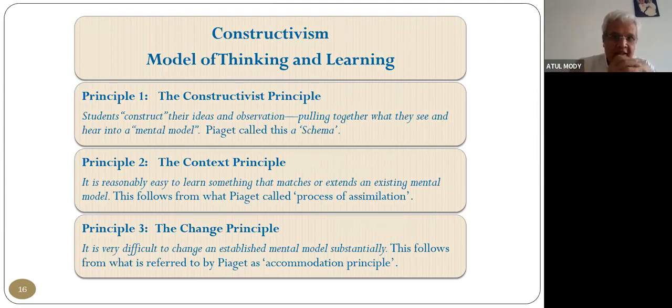The next is the context principle. It says it's reasonably easy to learn something that matches or extends an existing mental model. So something which matches my experience is very easy to understand, but if it doesn't match my experience, then I have a lot of difficulty. The simplest example, since most of you are physics teachers and have at least a post-graduation in physics, is quantum mechanics, which turns out to be the most difficult to comprehend because it's not what we have ever experienced. The next is the change principle. It is very difficult to change an established mental model substantially.